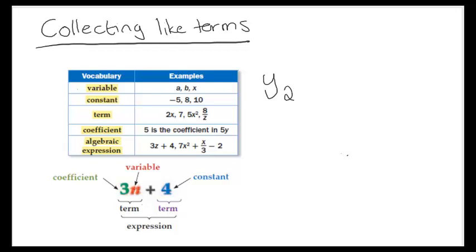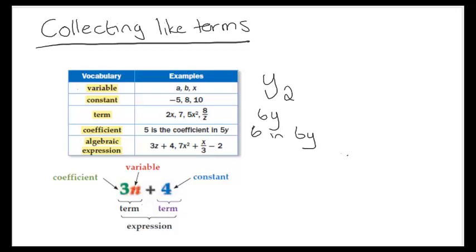So in our term, let's use the coefficient 6, and in our term, we're going to use 6y. So 6y is our term. Our constant is 2 and our coefficient is 6 in the term 6y.